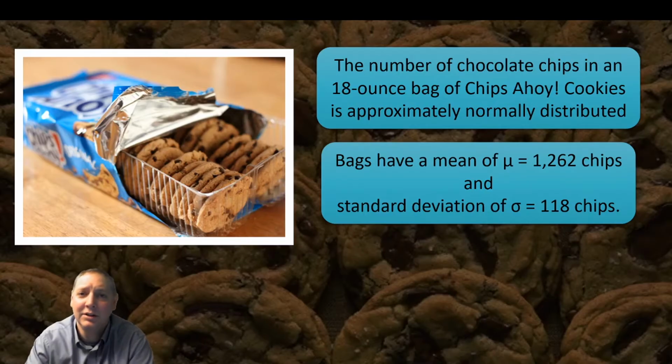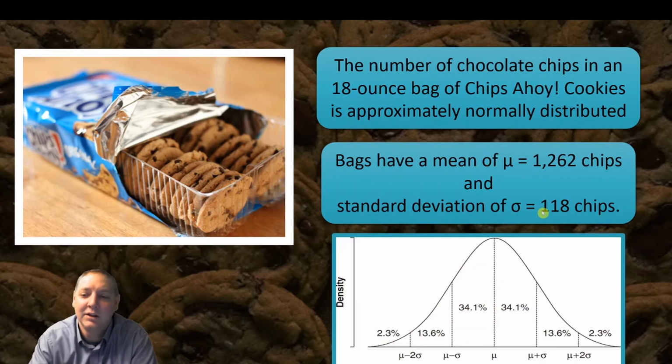Let's try some problems here, and this is going to be our context. So we have some information. The number of chocolate chips in an 18-ounce bag of Chips Ahoy cookies is approximately normally distributed. So once we see those words, we can draw our normal curve. Some other information, we're told the bags have a mean number of chocolate chips of 1,262, and then the standard deviation amongst the bags is 118 chips. So once we see that normally distributed, we draw our normal curve, and then we'll start to fill in some values, these standard deviation markers, to give us some help when we start to solve some problems.